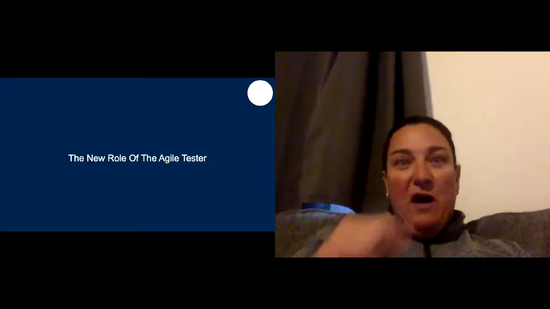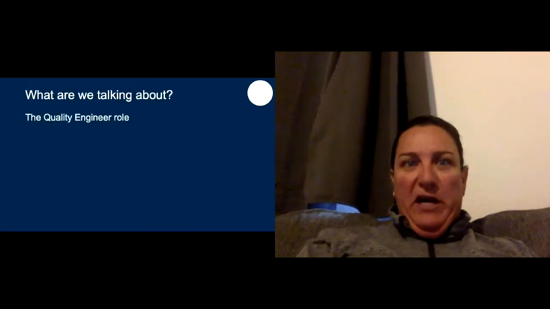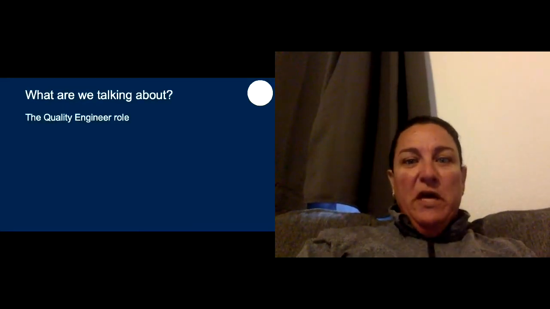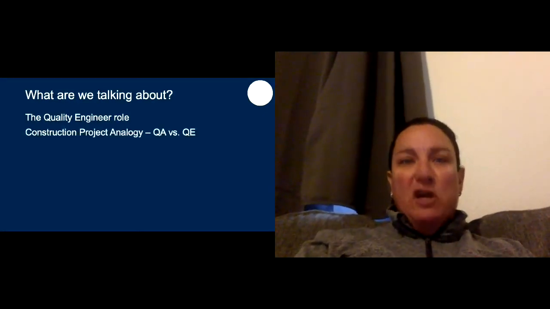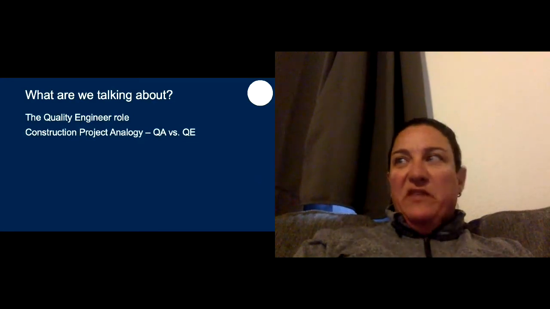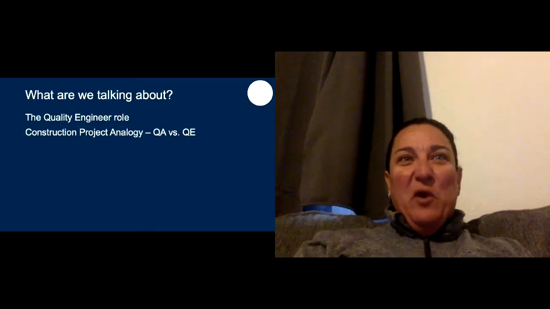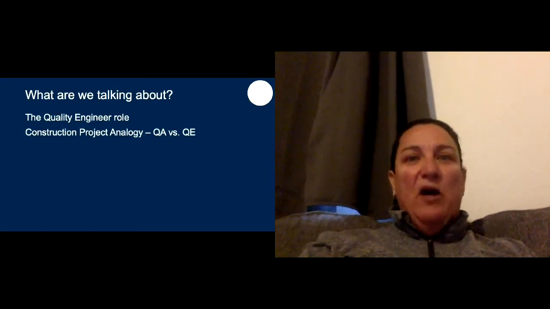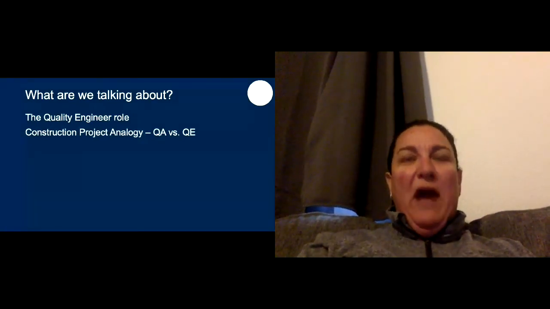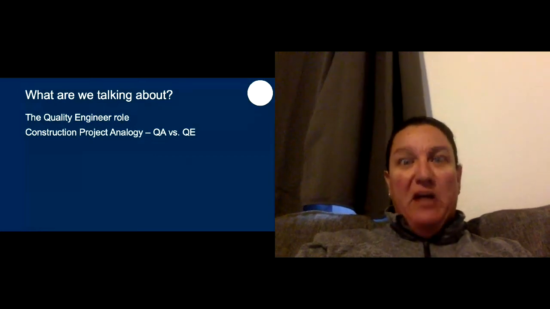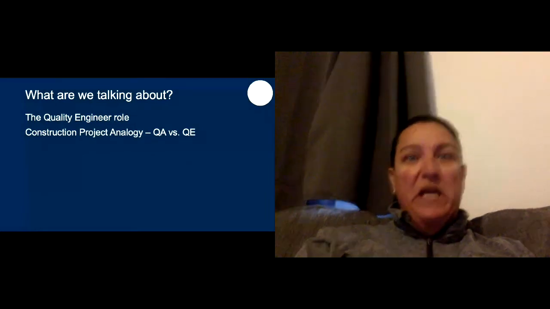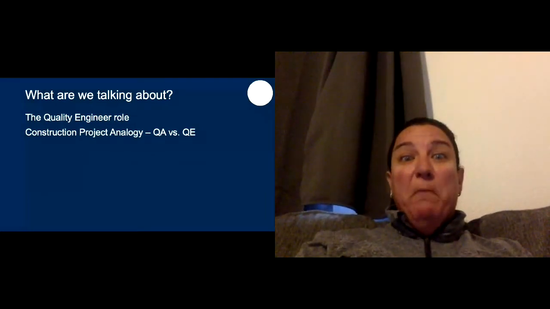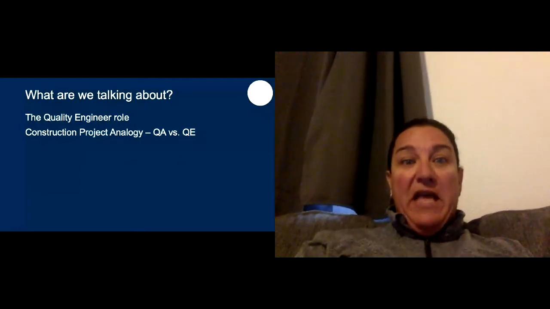So as mentioned, we're talking a little bit about the new role of the Agile tester. And specifically what we're going to talk about here for the next 45 minutes or so is the quality engineer role. And we're going to use the construction project analogy. I'm making the assumption that everybody has either participated in or knows about a general kind of building or house construction project. And we're going to use that analogy and see the differences between QA and QE.